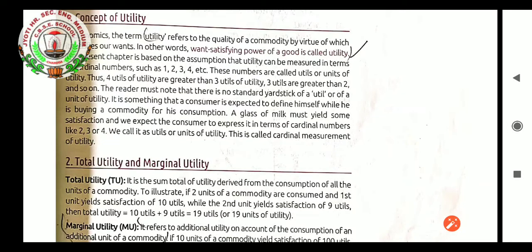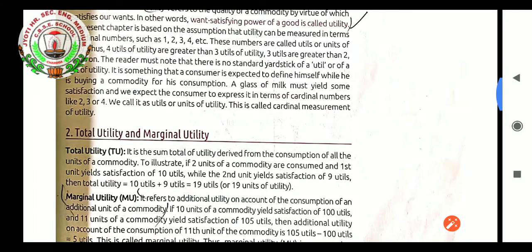The reader must note that there is no standard yardstick of a util or of a unit of utility. It is something that a consumer is expected to define himself while he is buying a commodity for his consumption. A glass of milk must yield some satisfaction, and we expect the consumer to express it in terms of a cardinal number like 2, 3 or 4.